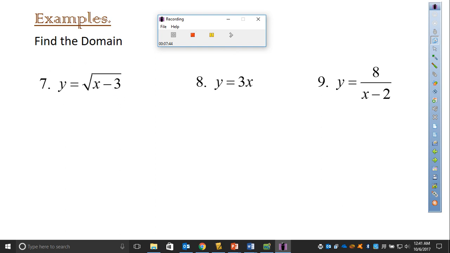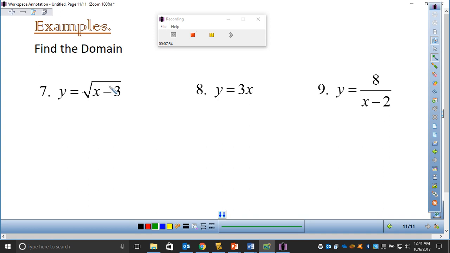So number 7 there, what would make this not a real number? We know that what makes that not a real number is when I have a negative on the inside of the radical, in the radicand. So I would say x minus 3 has to be greater than or equal to 0. So x has to be greater than or equal to 3. So our domain here, our x values, will be x is greater than or equal to 3. And you all know that is 3 to infinity in interval notation.